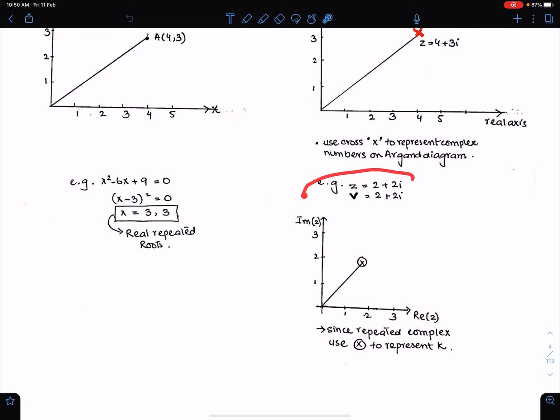If we have repeated complex numbers, then we use a cross and a circle on the Argand diagram to represent repeated complex numbers. Since z and v are both the same, we have to use a cross and a circle.